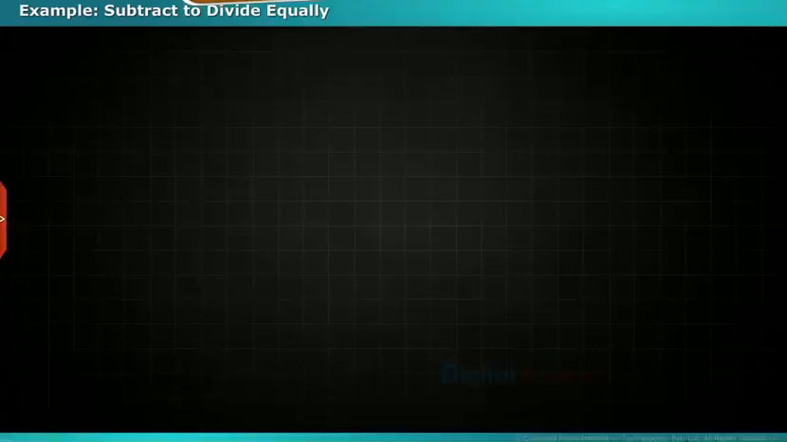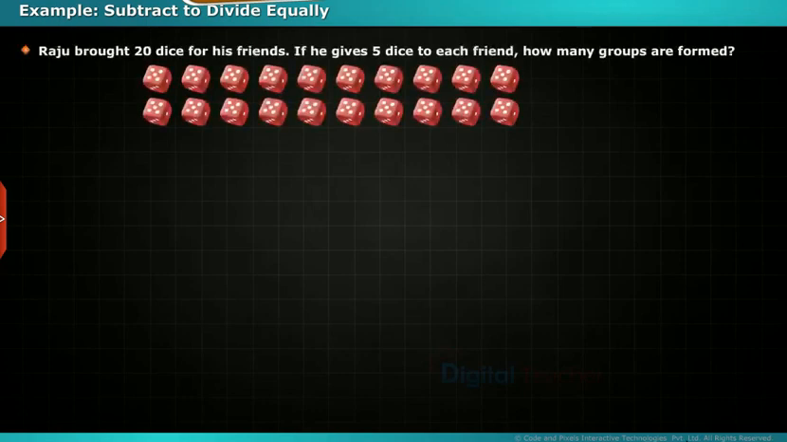Let us take an example on subtract to divide equally. Raju brought 20 dice for his friends. If he gives 5 dice to each friend, how many groups are formed? Let us see in how many groups the dice are distributed.